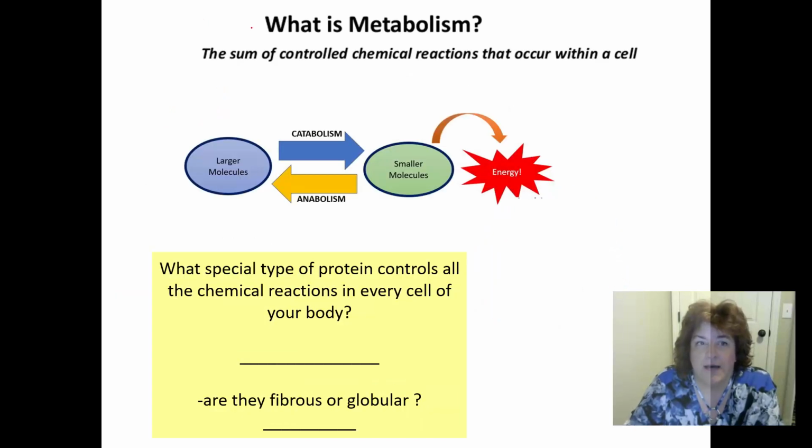And when we look at metabolism, again, this is one of those characteristics of life. And again, we're going back and forth between either breaking something down, which is catabolism, or anabolism, which is making something, using energy to create something. So the protein that we're going to be talking about that controls all of this, these are enzymes, and they are globular.